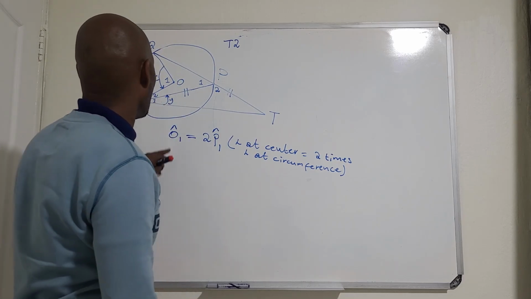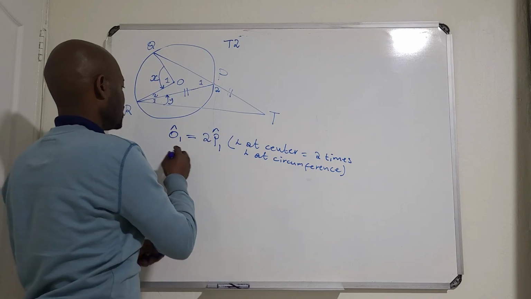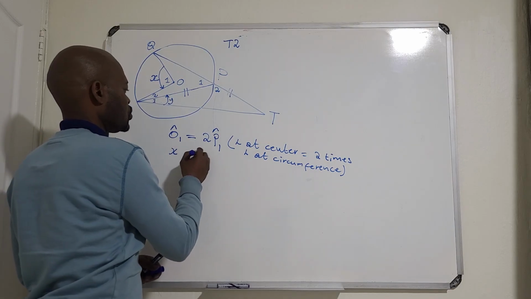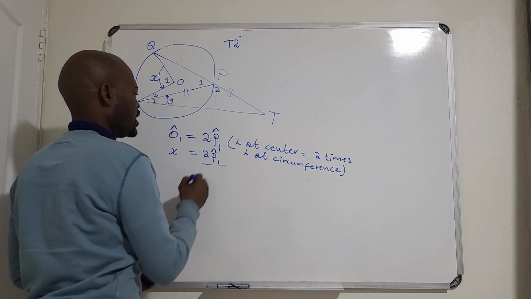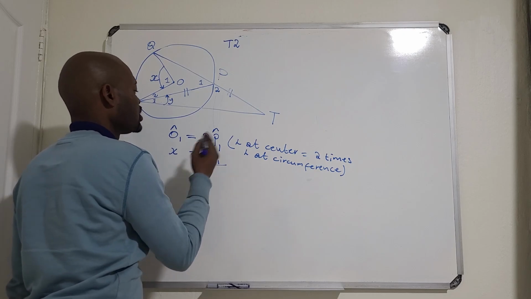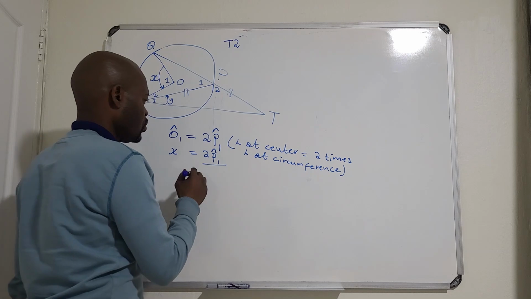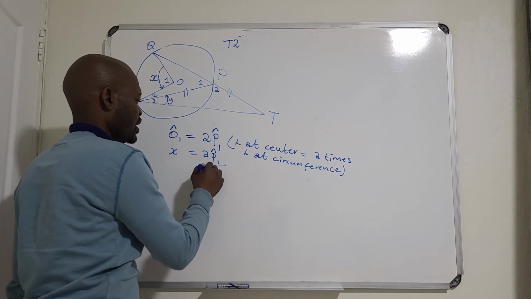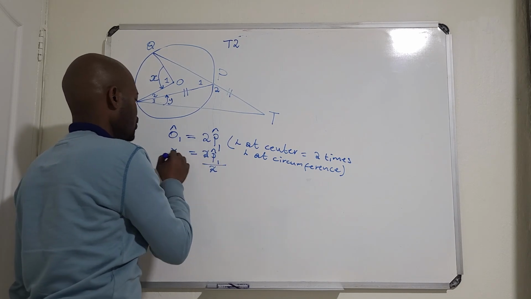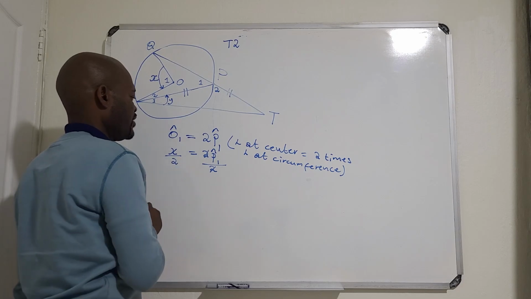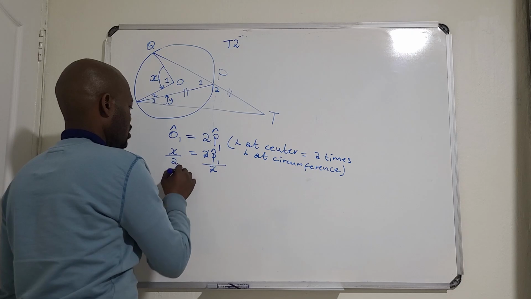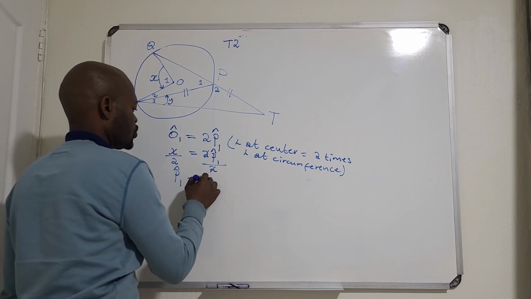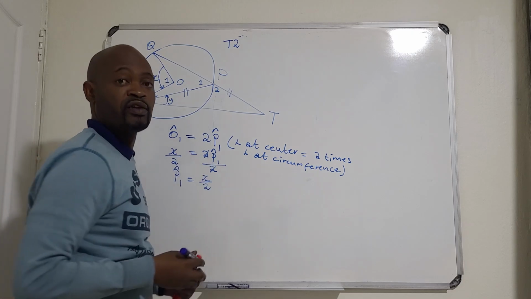Now, we know that O1 is X, equal to 2 angle P1. We can get angle P1. You will see why we must solve for angle P1. I divide by 2 there, by 2 there. What you do in mathematics on the left, you must also do on the right. Angle P1 is equal to x over 2.